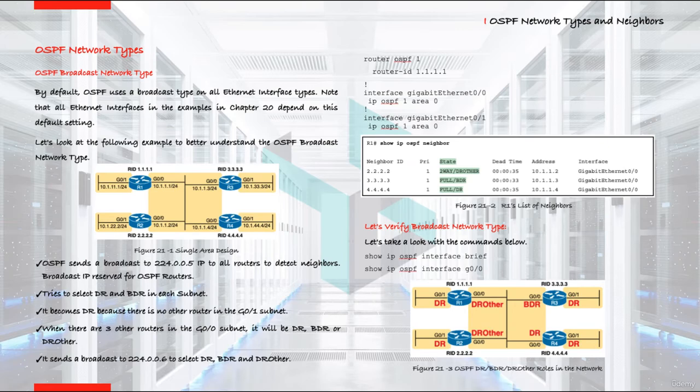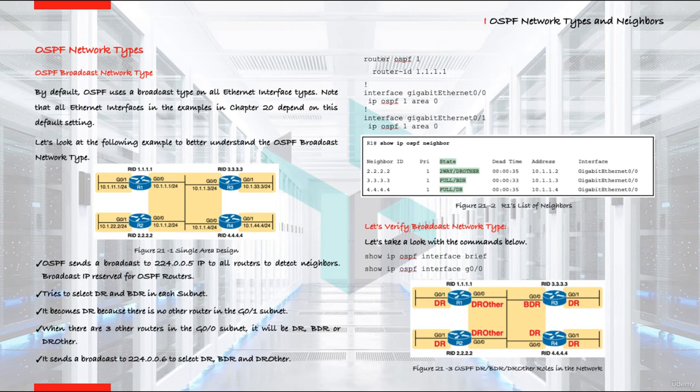OSPF uses the broadcast network type in all of its interfaces by default. Let's take an example here to better understand the OSPF broadcast network type. OSPF sends a broadcast to 224.0.0.5, the IP of all routers, so that it can detect neighbors. This is an IP address reserved for routers using OSPF. Each subnet also tries to select a designated router and backup designated router.